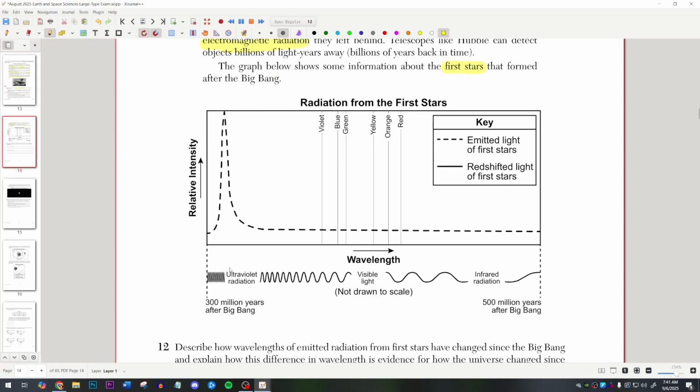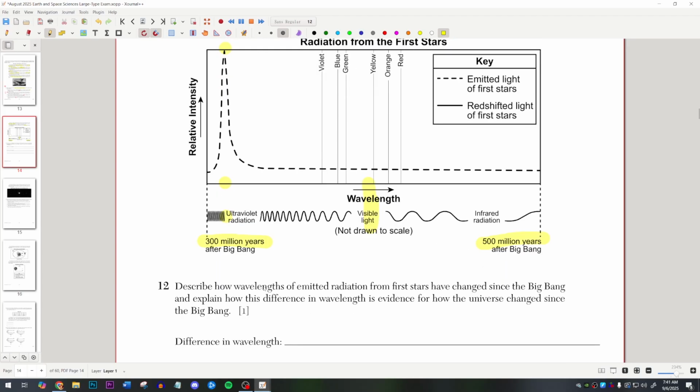So it seems like at this point here, we had the most intensity of ultraviolet radiation. And then in the middle, we're at 300 million years after, 500 million years after. So at like 400 million years after, we got some visible light happening. Okay. We'll see what they ask about this. Describe how wavelengths of radiation from the first stars have changed since the Big Bang, and explain how this difference in wavelengths is evidence that the universe changed since the Big Bang.